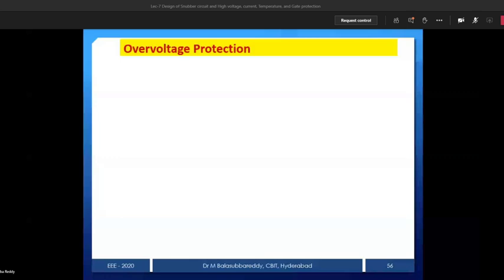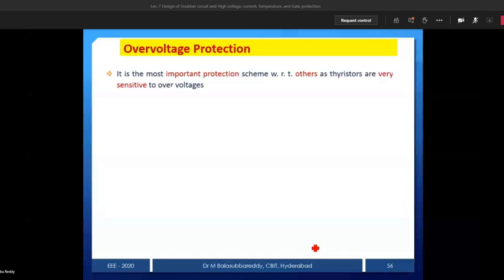The over voltage protection is a very severe protection actually. It is the most important protection scheme compared to the others, because it is very sensitive. That is also another problem in power electronics devices. The range of over voltage or current is very small. It cannot take a burden. Whatever the design is, it will follow only up to that design level.